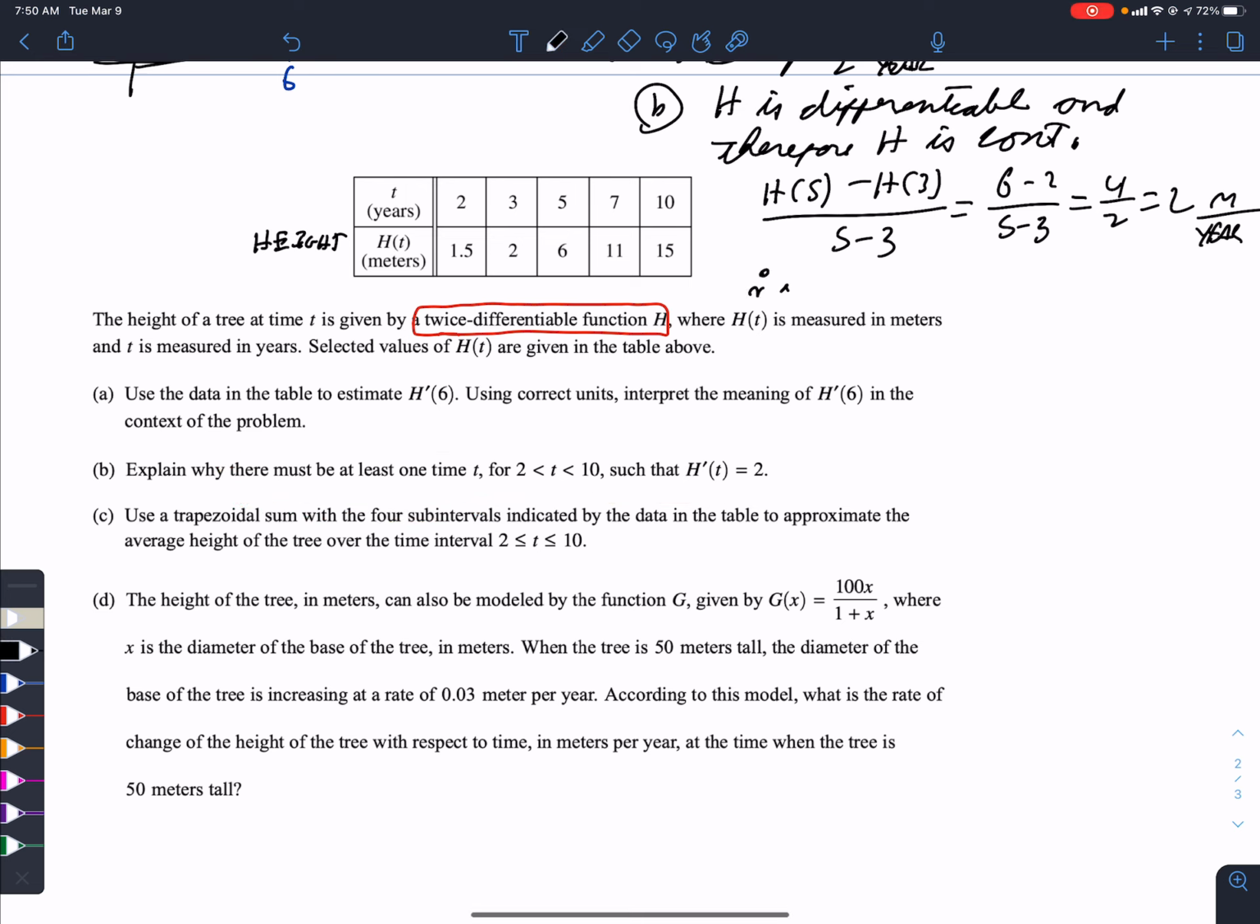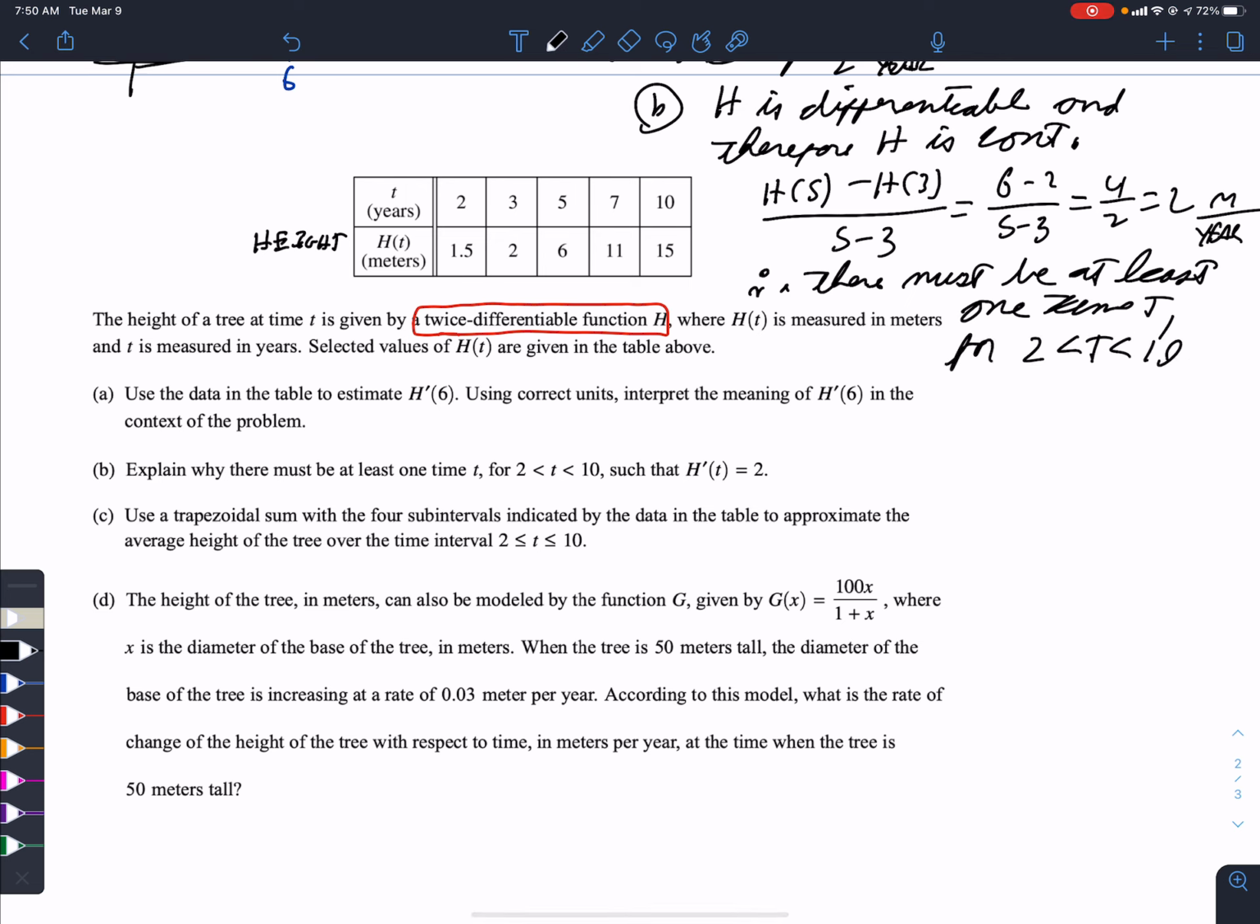So therefore, there must be at least 1 time, t, for t between 2 and 10 such that h prime of t equals 2. Now you might say, hey, you used 3 and 5. How come now you're saying 2 and 10? Because 3 to 5 is inside of 2 and 10. So I still have it inside of 2 and 10. Okay, that's part B. Now we're going to part C.